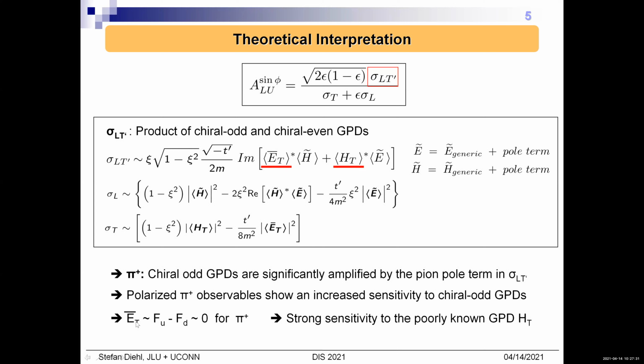And when we have a closer look, we can see that ET bar, so the first term, is very small or close to 0 for pi plus due to the quark composition of pi plus. And therefore, we can say that our observable ALU sine phi has a strong sensitivity to this second term, and therefore to the poorly known GPD HT. And this is the goal of the extraction of these studies.